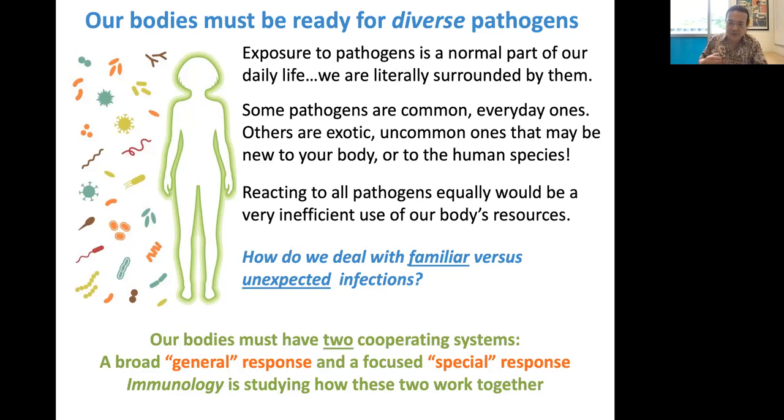So how does our immune system deal with familiar versus unexpected infections? We said that it must have two different sides, two cooperating sides to the immune system: a broad general response that's quick to act and very efficient in taking care of things before we even realize that we were infected, but at the same time also a special focused attack response that's much more powerful and can really save our life against a pathogen that we've never seen before.